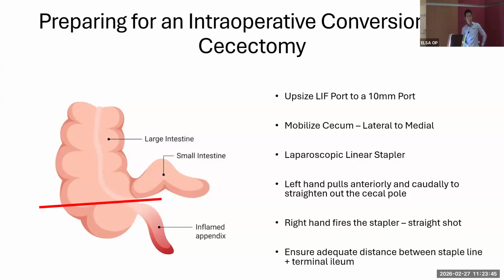But the critical step is that when you put the linear stapler through, you need to make sure that the terminal ileum and ileocecal valve is not compromised. And that's where the left hand is extremely important because it straightens everything out from here to give you a nice landing zone to fire across. Because if the terminal ileum is compromised, the patient is going to get an ileocecal valve stricture.